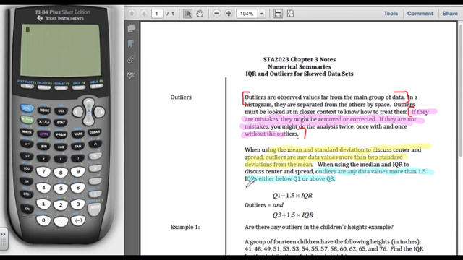We will use these 2 formulas. Q1 minus 1.5 times the IQR for any lower outliers, and Q3 plus 1.5 times the IQR for any higher outliers. Let's look at an example where there may be lower and higher outliers.